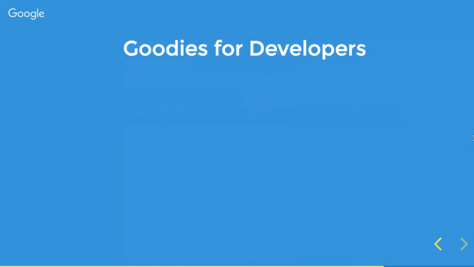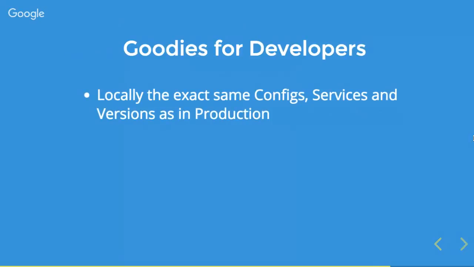So what is there for us? I thought at the beginning, there's a lot of pain points. So what does it currently fix for us? First, it provides you the exact same configuration, the same services, and the same versions as in production, because it runs the same Docker images.